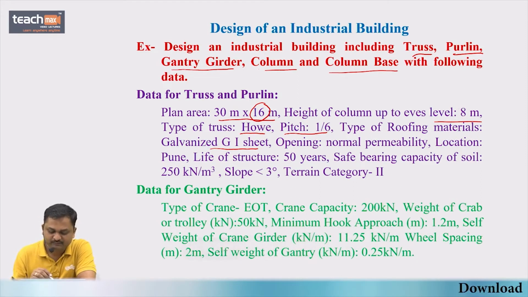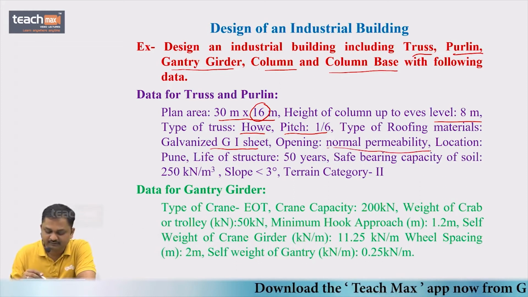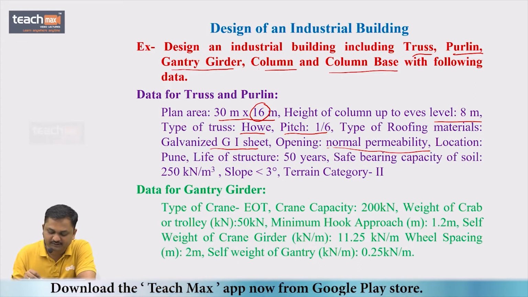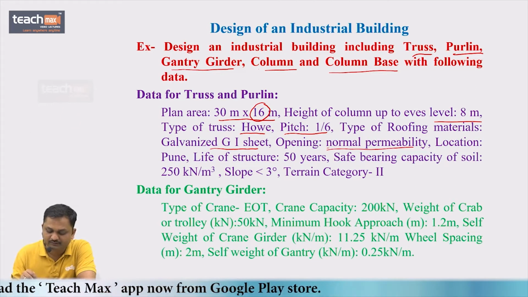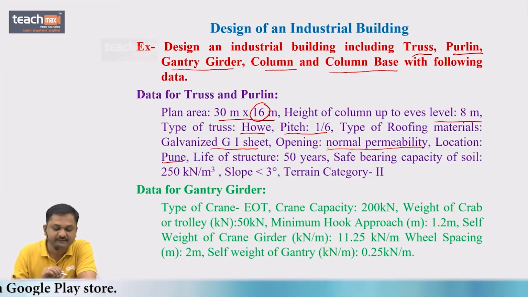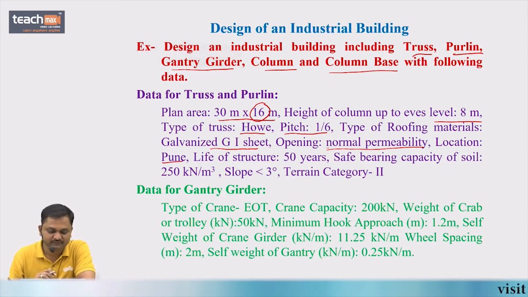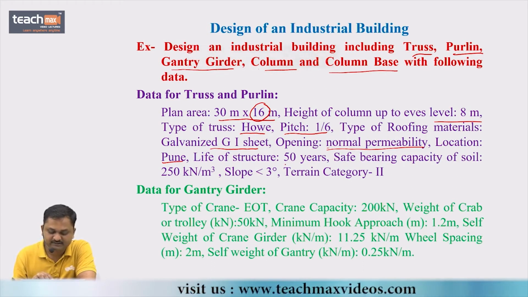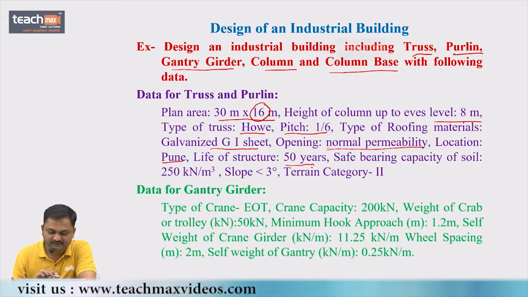Also here, opening is assumed; normal permeability we are going to provide. It means 5% opening we are going to give in the walls. Location is Pune. Location is also important for the wind load calculation, so location is also mentioned. Life of structure is assumed 50 years, so based on that only we design it.